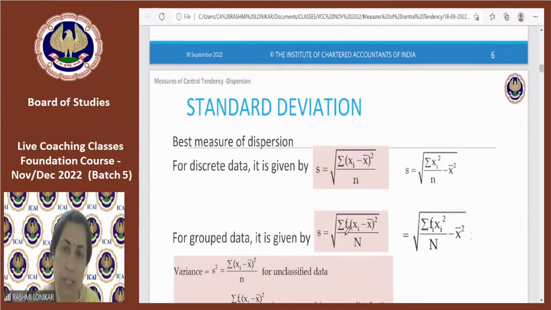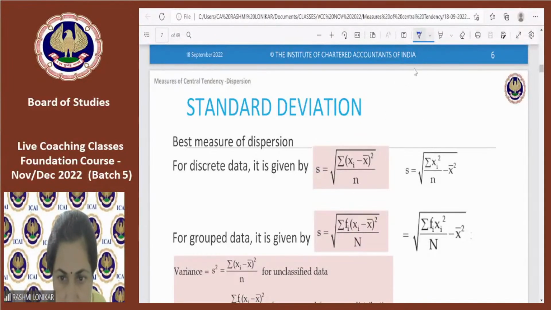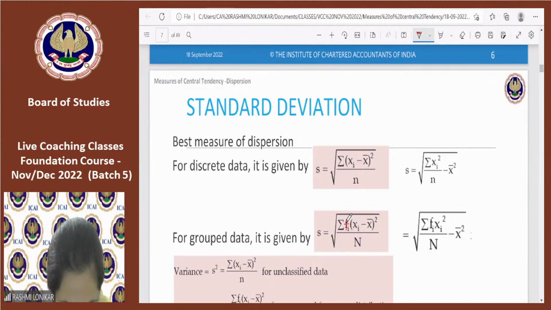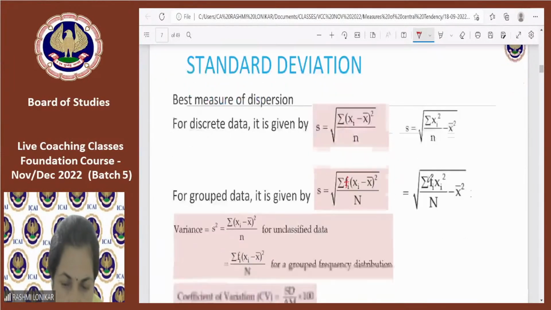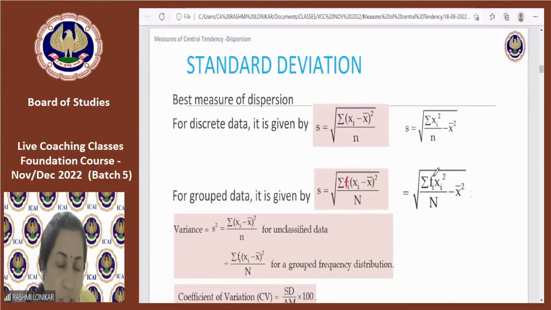And similarly for grouped data, what we are going to do? We are going to multiply this difference by f. So we have this f over here. So remember that you need to multiply by f after finding the difference. Or you can do it this way: summation fi xi square upon n minus x bar square. So remember the frequency is not squared. We will find the column of x square, and then for each x square we'll multiply by the corresponding frequency, and then we are going to add up that column.